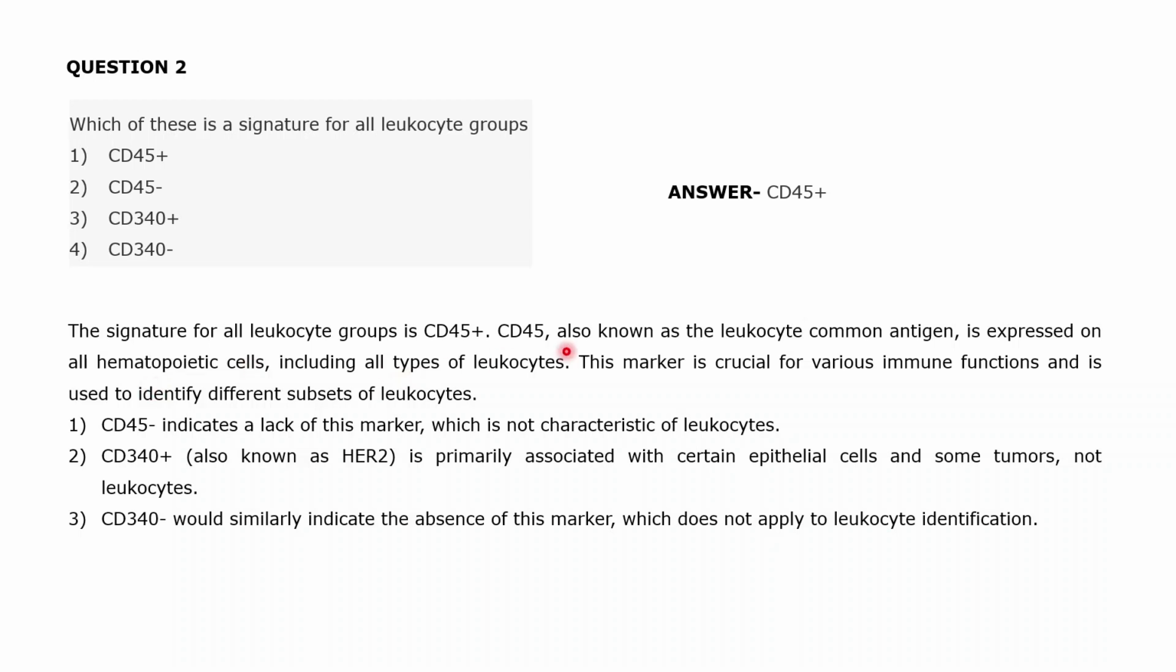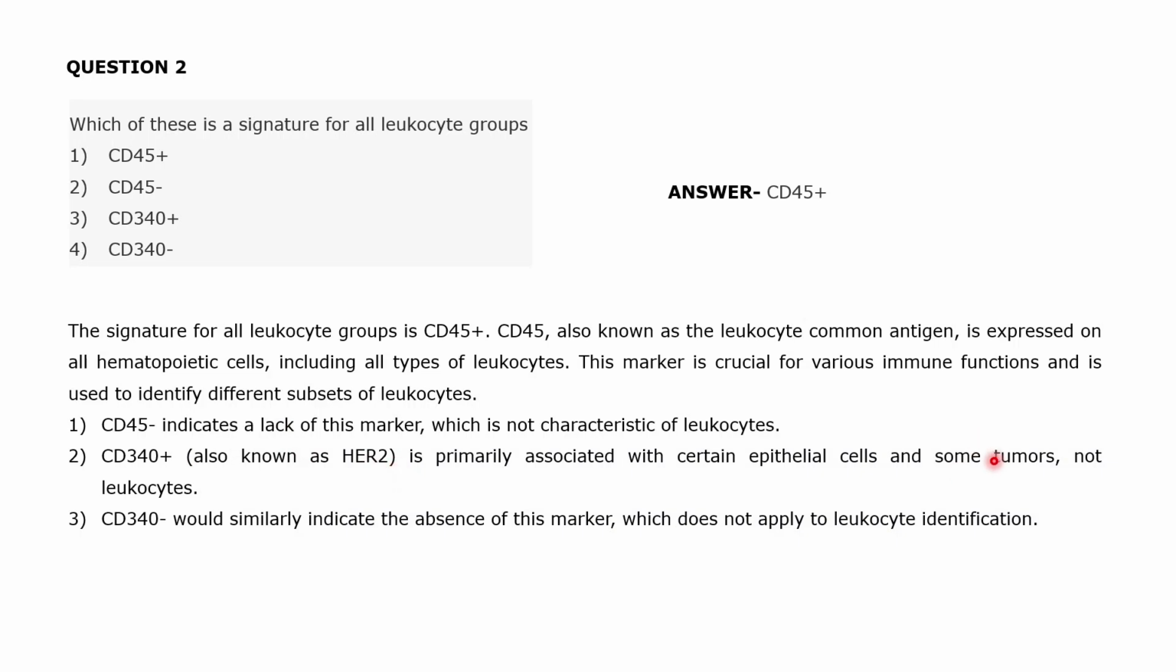It is used for several immune functions, and in the case of leukocytes, their function is regulation of the immune response. So CD45 plus means that the leukocyte has this particular cell surface marker. If a particular leukocyte lacks this cell surface marker, then it's called CD45 minus. However, if that leukocyte does not have the marker, then that is not a characteristic of that leukocyte. CD340 plus or HER2 marker is actually associated with certain epithelial cells and some tumors.